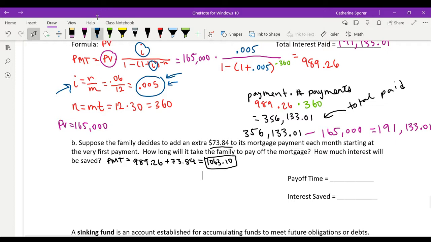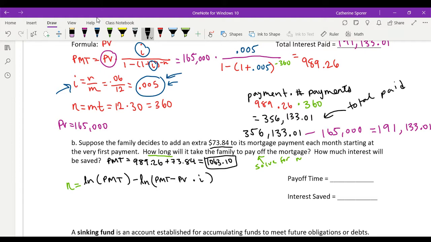So now we want to know, well, how long is it going to take? How long will it take the family to pay off the mortgage? So that's asking us to solve for n. So we're still using the present value equations, but there is one where n is isolated. It's the equation that n equals ln of the payment minus ln of the payment minus the present value times i, over 1 plus i ln of 1 plus i.